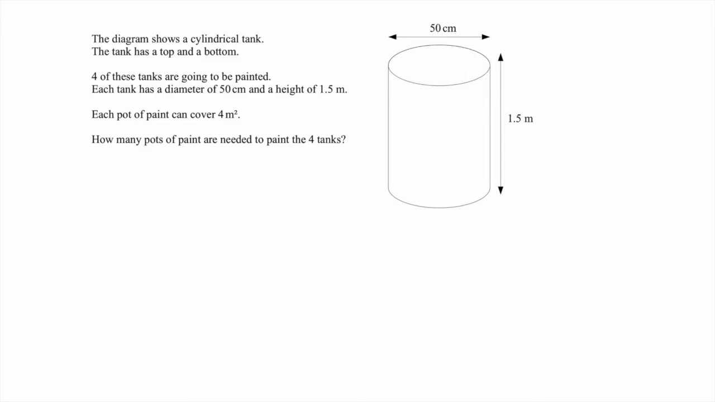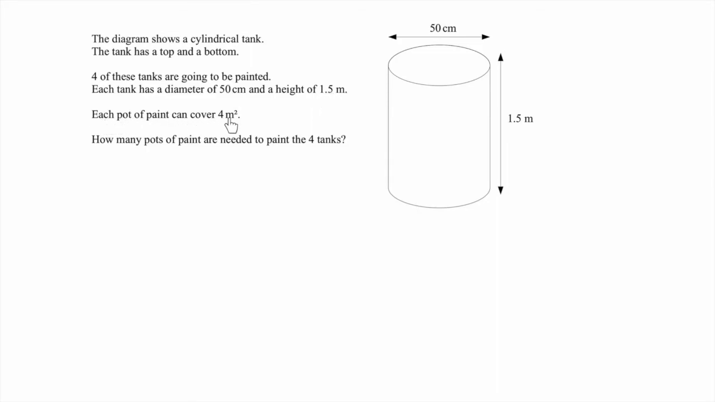So let's see the question and then we'll decide which one we're going to keep. Always read the question. Let's see what they say. Diagram shows a cylindrical tank. The tank has a top and a bottom. 4 of these tanks are going to be painted. Each tank has a diameter of 50 and a height of 1.5 meters.